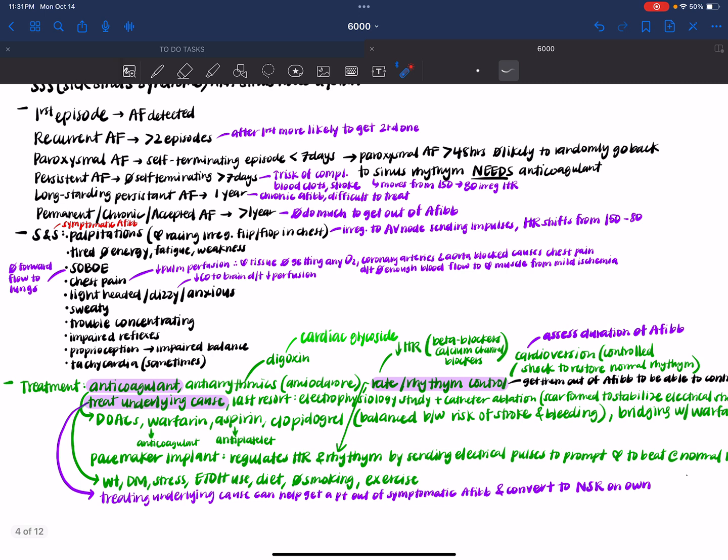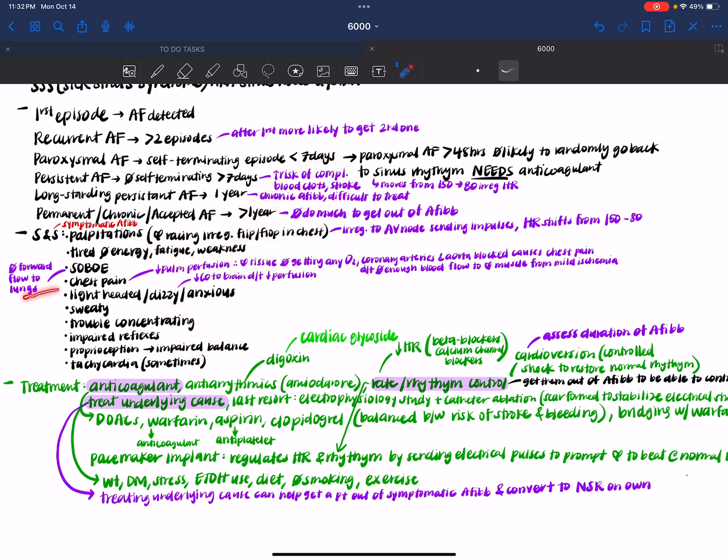Signs and symptoms: it can be asymptomatic. Make sure you understand that. Palpitations: you'll see the heart racing irregularly, a flip-flop in the chest, irregular AV node impulses, and the heart rate shifts from 150 to 180. You'll be tired with no energy, fatigue, weakness, and shortness of breath on exertion. It's because your heart can't have a forward flow of blood to the lungs, because the atria are backing everything up.